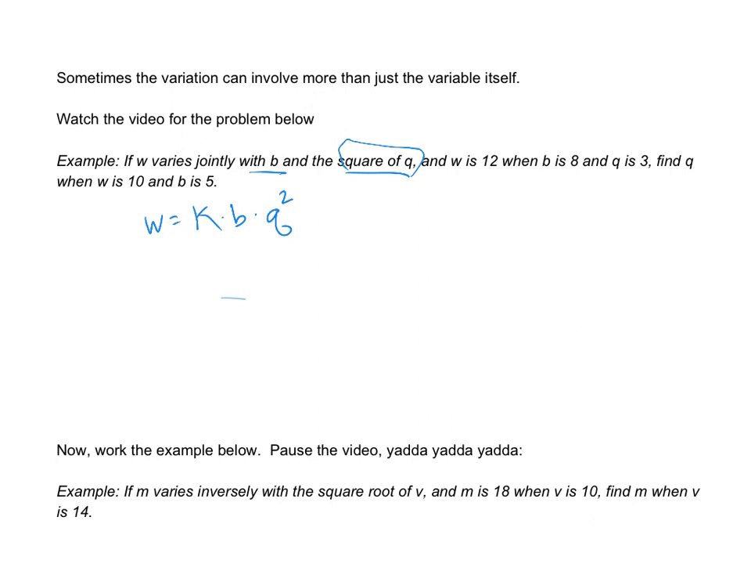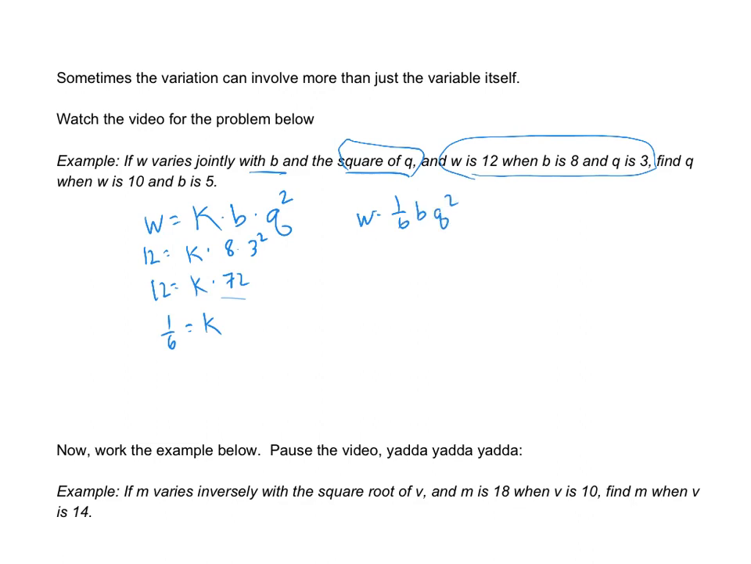And then we're going to follow the exact same process. Get a known set of information and use it to find k. 12 over 72, by the way, is 1/6. That's the relationship in this problem. And then we're going to use that to find q when w is 10 and b is 5.